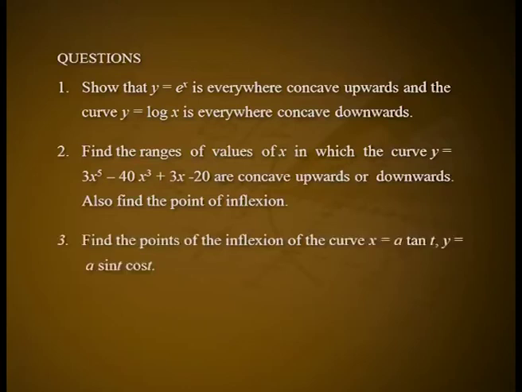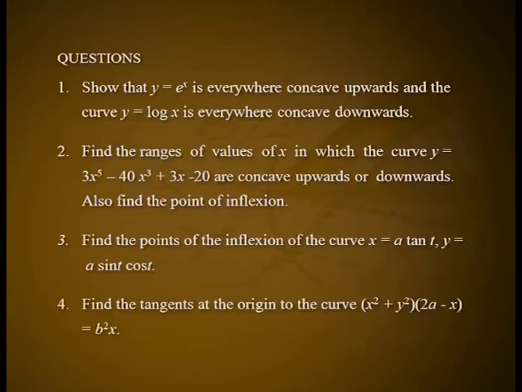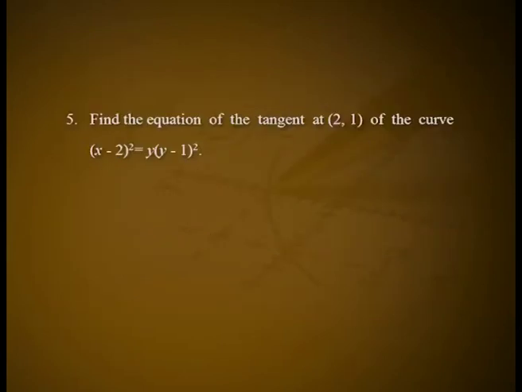Third one, find the points of inflection of the curve x = a tan t and y = a sin t cos t. Fourth one, find the tangents at the origin to the curve x² + y²(2a − x) = b²x. Fifth one, find the equation of the tangent at the point (2, 1) of the curve (x − 2)² = y(y − 1)².